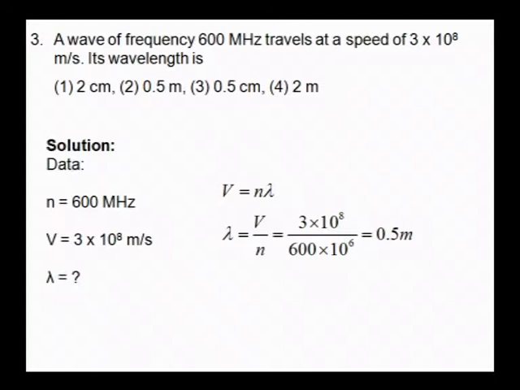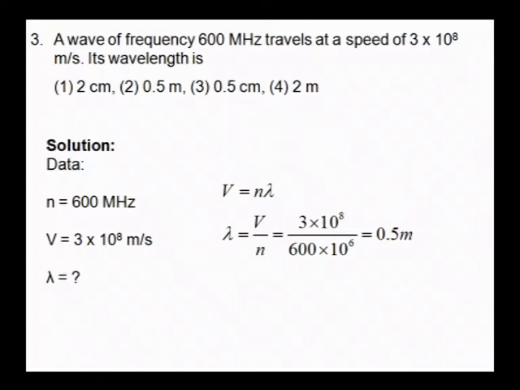Next problem: a wave of frequency 600 megahertz travels at a speed of 3 into 10 to the power of 8 meters per second. Its wavelength is dash. So, we are asked to calculate the wavelength of a wave of frequency 600 megahertz travelling at a speed of 3 into 10 to the power of 8 meters per second. The data given to us is frequency n is equal to 600 megahertz, wave velocity is 3 into 10 to the power of 8 meters per second. So, what is the wavelength lambda?